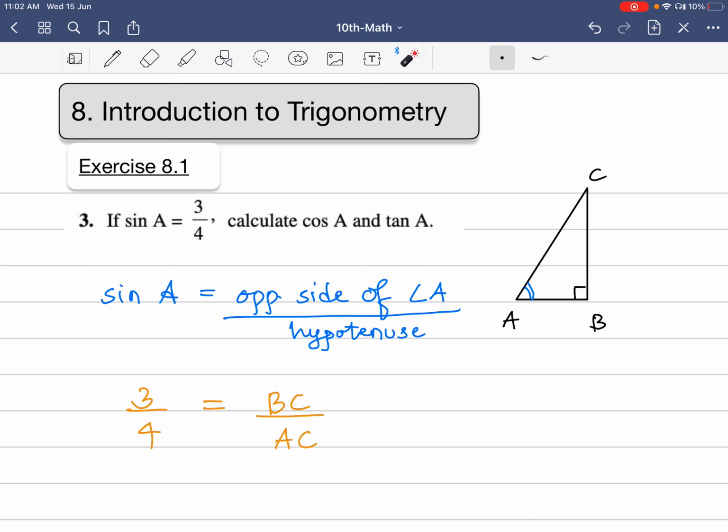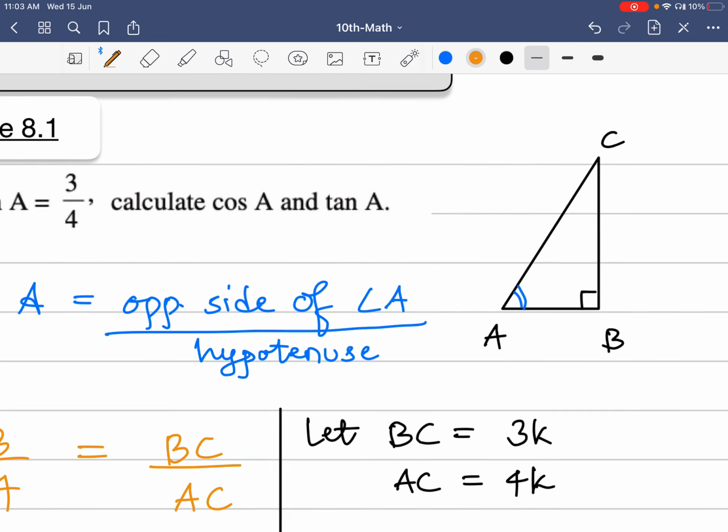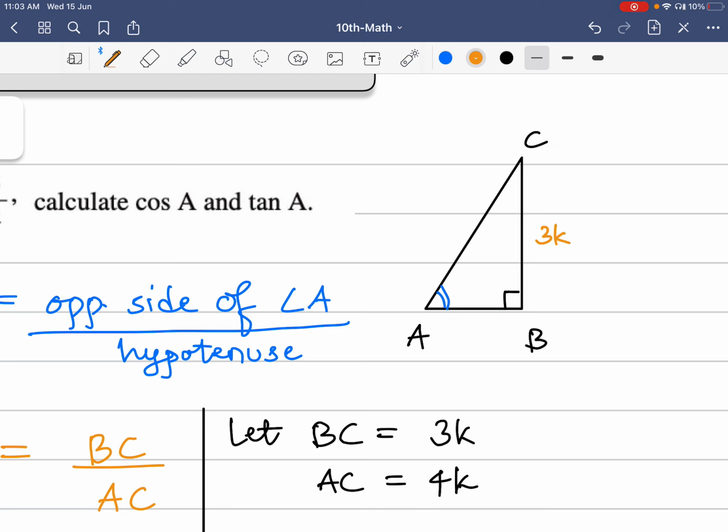Now for the sake of understanding, let me draw a line here. Let BC be equal to 3k, where k is some common factor, and AC be equal to 4k. We can say this because BC by AC is equal to 3 by 4. So let the length of side BC be equal to 3k and the length of side AC be equal to 4k. I'm going to substitute these values here.